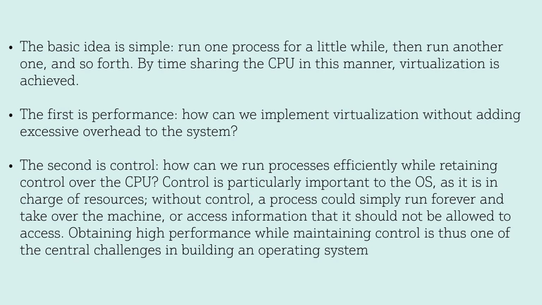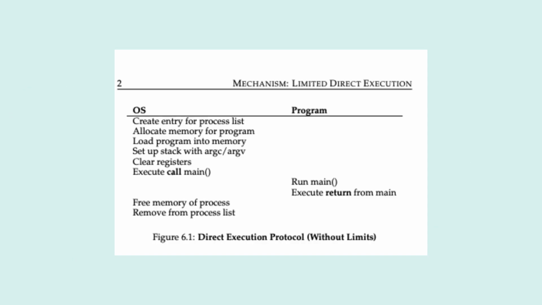The operating system needs to be run on the CPU as well. If a given process runs forever, then the control will not be given back to the OS. The OS, which controls important instructions and is also in charge of the resources, will never get the control of the processor if a particular process hogs the CPU forever. So, obtaining high performance while maintaining control is one of the challenges in building an operating system.